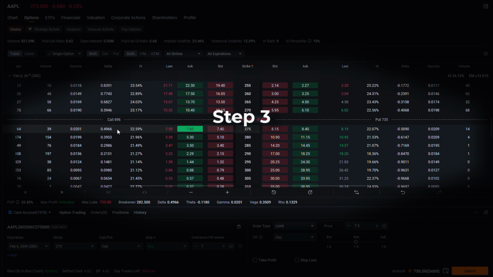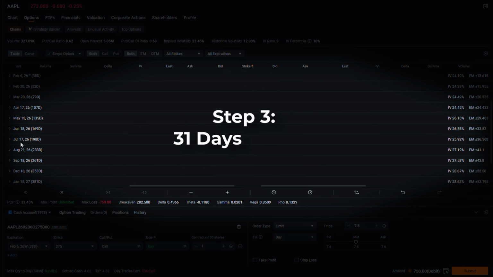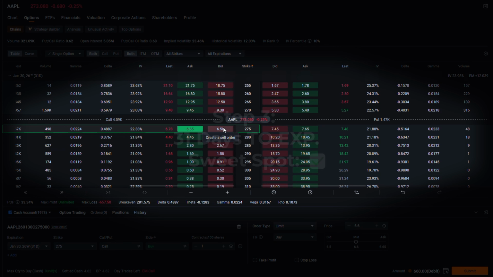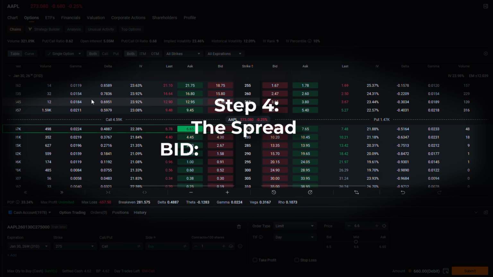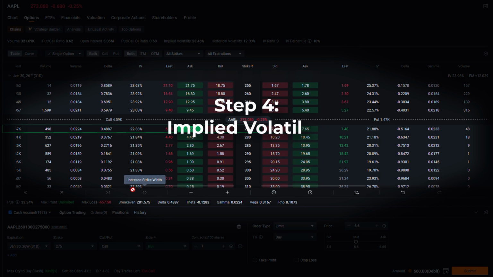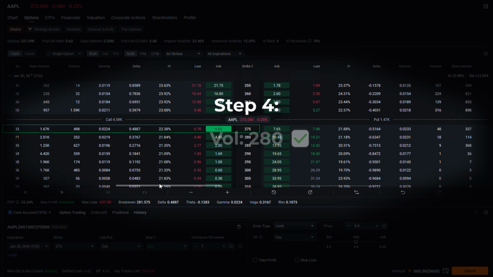Step 3, which expiration do I choose? We pick a date 30 to 45 days out. That hits our sweet spot. The bid is $290 and the ask is $295. The spread is only 5 cents. That's tight and liquid. Good. The IV is 20%. That is fair. We aren't overpaying. So good. The volume is 280 and the open interest is 1600.